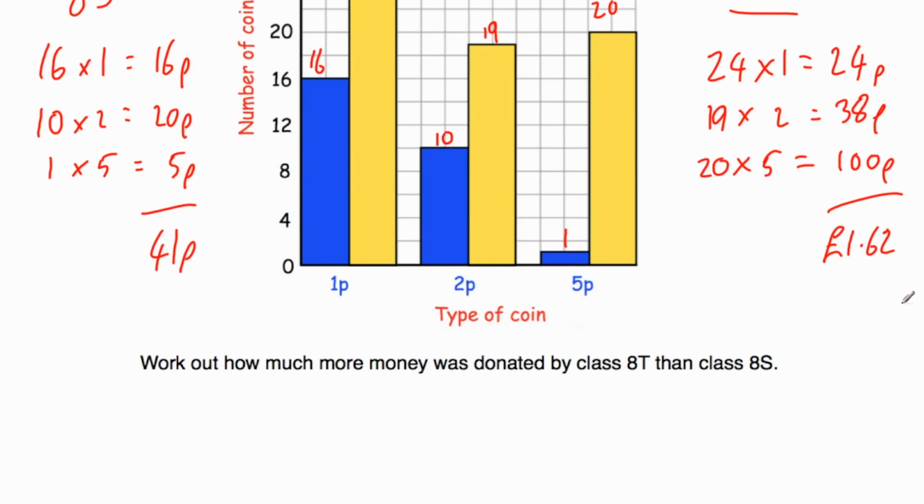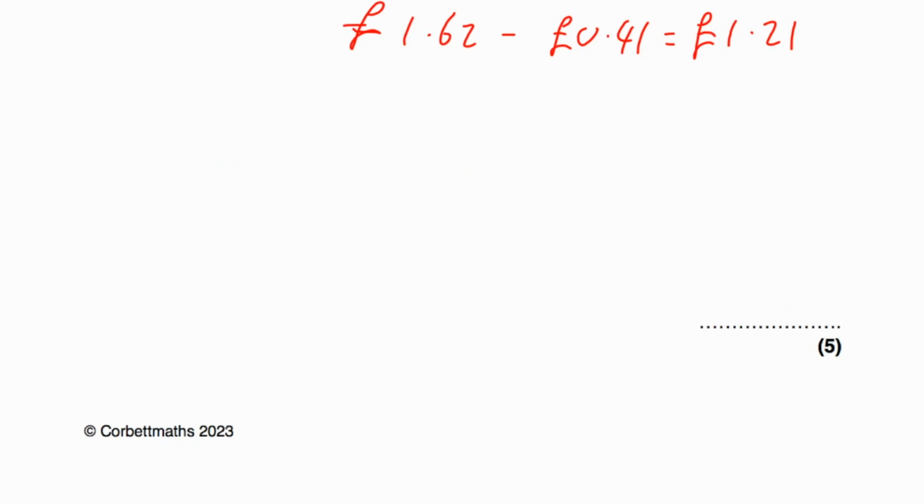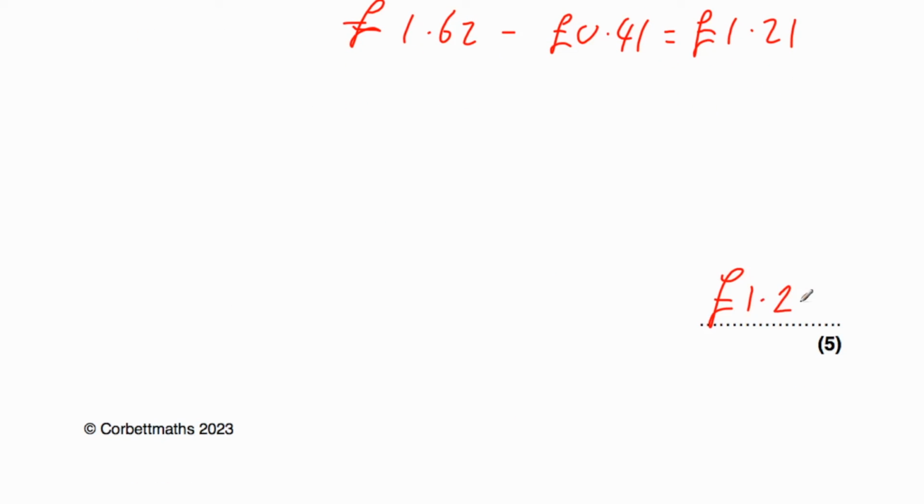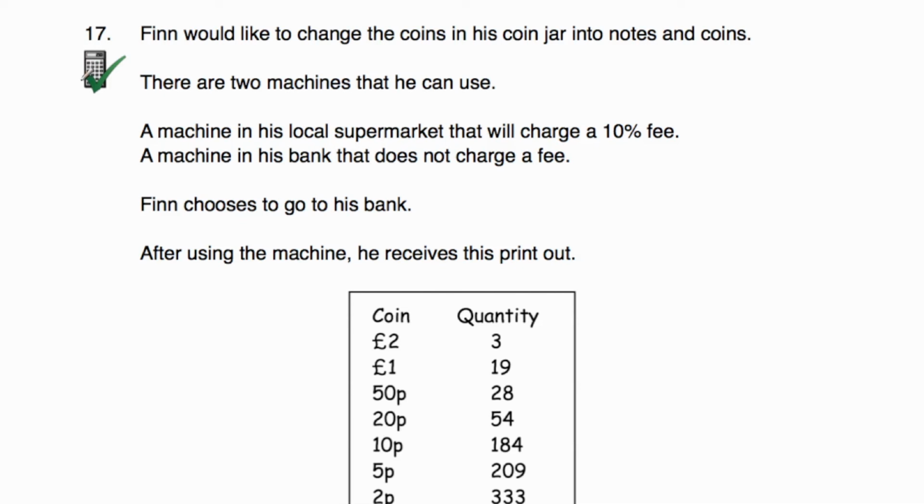Now the question says how much more money was donated by class 8T than 8S. So we just need to do £1.62 take away 41p, and that's equal to £1.21. That means that class 8T donated £1.21 more than class 8S, and that's it. Okay, let's have a look at our next question, question number 17.